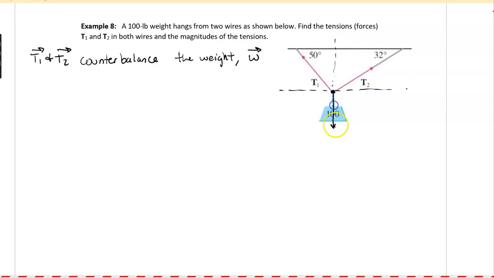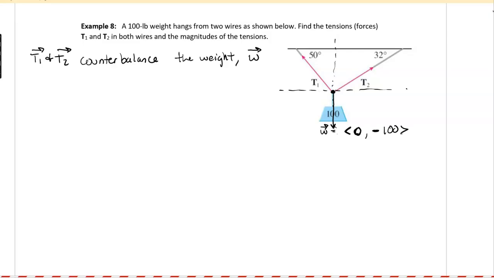So this weight is pulling directly down and its weight is 100 pounds. Think about that like its magnitude. So I'm hoping it makes sense to you that we can define that weight as 0 in the x component because it's pulling straight down. And because it's pulling down, it's going to be negative. And to make sure the vector is 100 long, it's going to be minus 100.